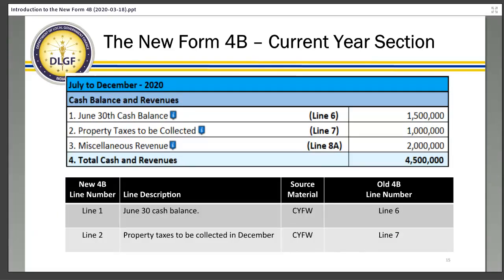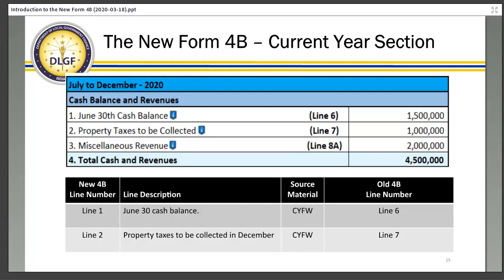Let's go through that first subsection. And so for your cash balance and revenues subsection, we are going to be starting with your June 30th cash balance. The source material is still going to be the same. We're still going to populate it from the same information that's presented to the department on the current year financial worksheet. It used to be line 6. If we are looking at this chronologically, let's start with the first number that we have. We're going to move what was previously line 6 to the first line of our new format. So in this unit, we're starting off with a June 30th cash balance of $1.5 million.